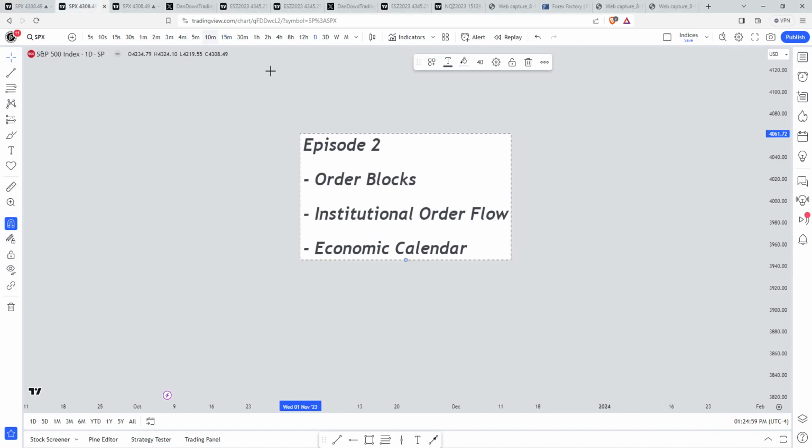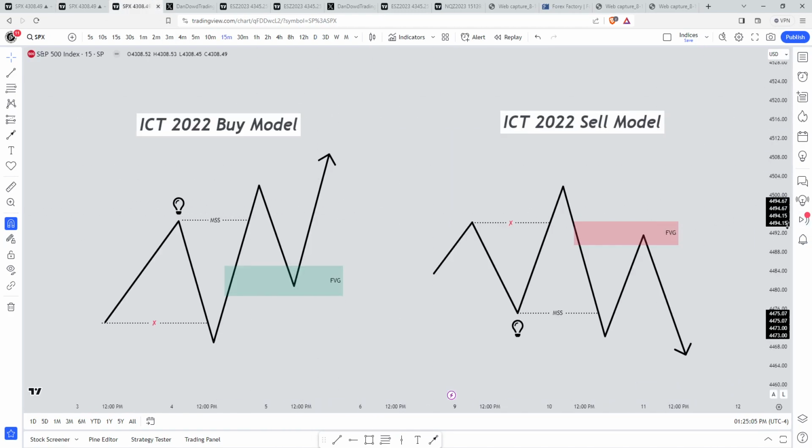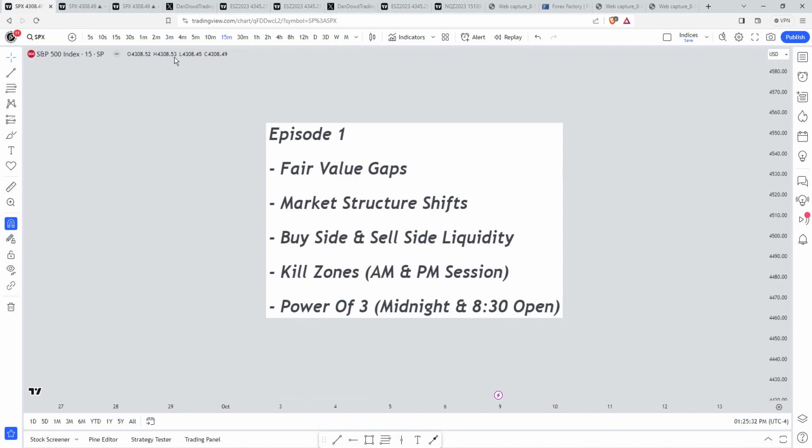In this episode, we'll be talking about order blocks, institutional order flow, and incorporating the economic calendar into the 2022 model. And this is what the 2022 model looks like. If I were to give a simple representation, it is a liquidity grab, then a market structure shift with a fair value gap. So in the bullish example, it takes out an old low, creates a market structure shift to the upside, and it creates a fair value gap in that market structure shift. In the bearish example, takes out buy side liquidity, creates a bearish market structure shift lower, taking out an old low, and then creates a bearish fair value gap. We covered all this again in episode 1.